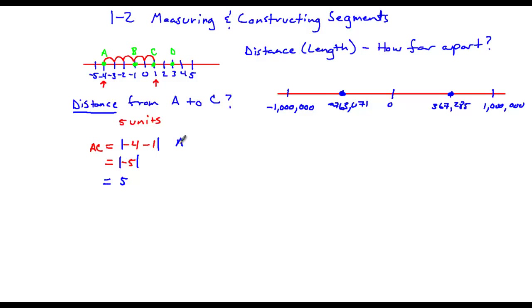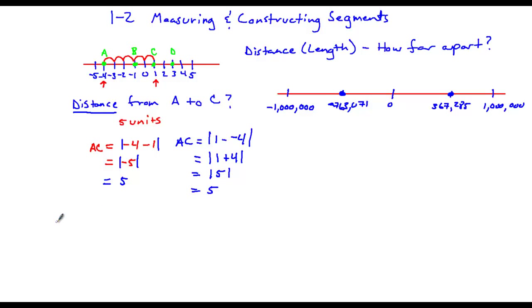Okay, we could have also done the distance from A to C, and we could have used the absolute value of 1 minus -4. And you would know that that's the absolute value of 1 plus 4, which is the absolute value of 5, which is 5. So either way, we get 5. It doesn't matter which one of these two coordinates you use first, the -4 or the 1. As long as you have the absolute value, you're going to get the right positive distance that you need. Okay, so just remember, AC, no line on the top.